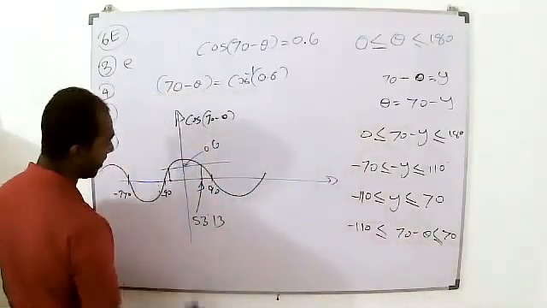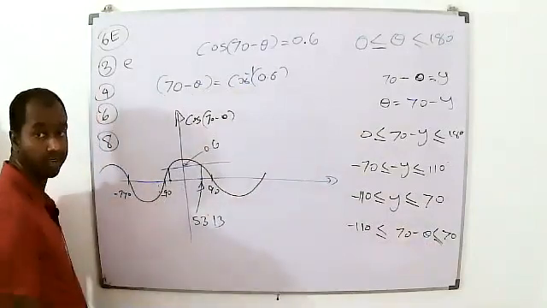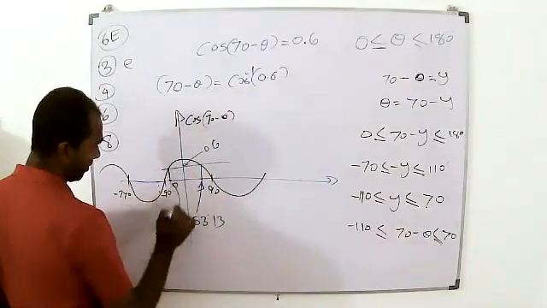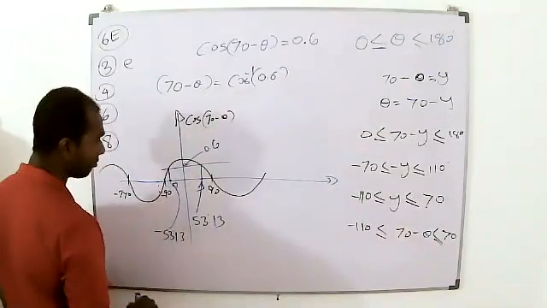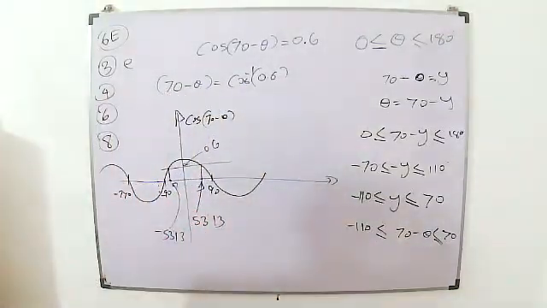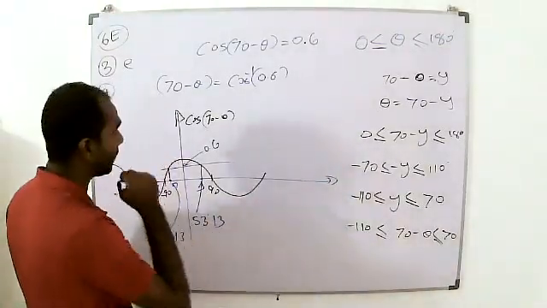And on this side, how much will that value be? From the symmetry, you can understand it should be the same value here. It should be how much? Minus 53.13 also. Is it in the given range? Yes, both are accepted. So our answers are what?